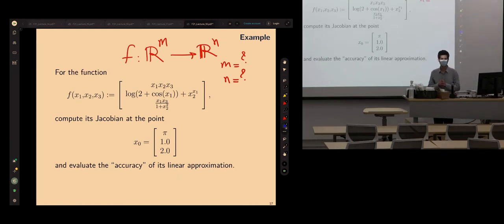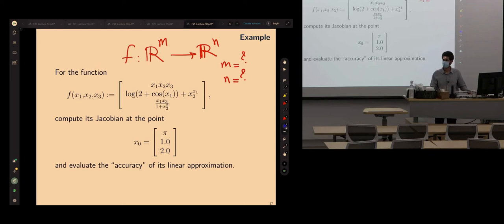Four. Four is not the answer. We should do this: we ask 100 undergrads, what's the dimension of the domain? What's the top answer here? If it's wrong, then they must take Rob 101. That's correct. M is 3.